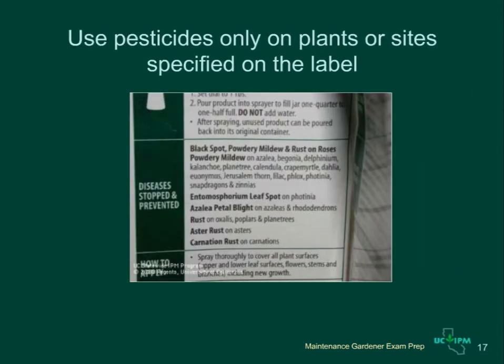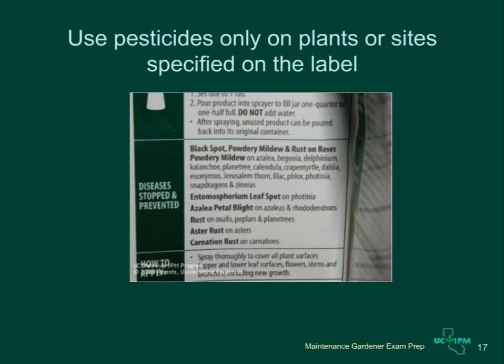Use pesticides only on plants or sites specified on the label. Do not use pesticides labeled for indoor use outdoors. Do not use pesticides labeled for ornamental use on food crops. If the plant is not listed on the label, it could be injured by the pesticide. In the case of food plants, residues from the pesticide may make the food unsafe to eat.